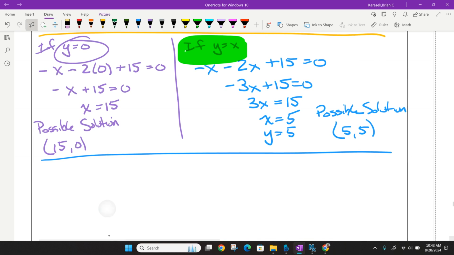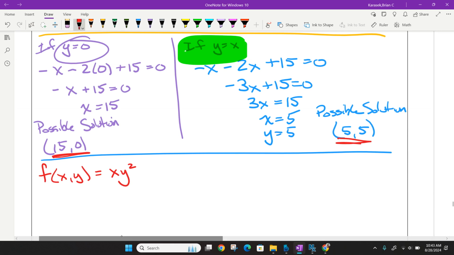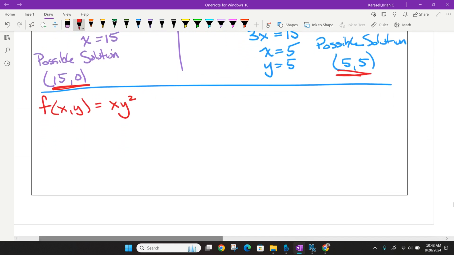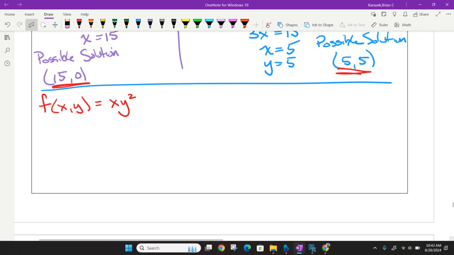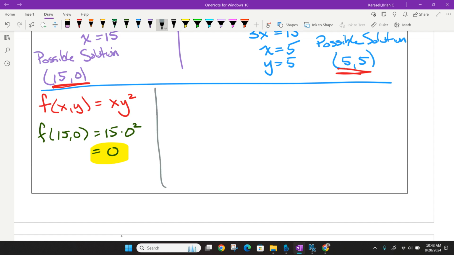The way that we're going to do that is we're going to go back to our original function that we were supposed to maximize, which was x times y squared, and we're going to evaluate it for those 2 points and see which one does the thing we want it to do, in this case, which one gives us our maximum. So let's take a look at that first possible solution, f of 15, 0, which gives us 15 times 0 squared, which is a big fat 0. Now, is it possible that 0 could be the largest value for this function? It most definitely is, but I'm going to check the other one as well.